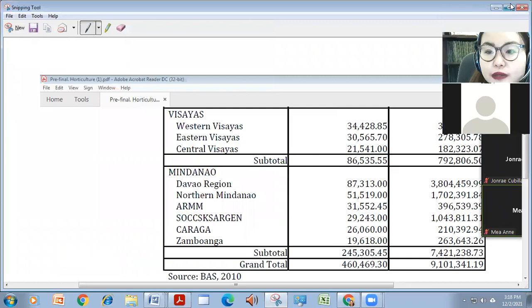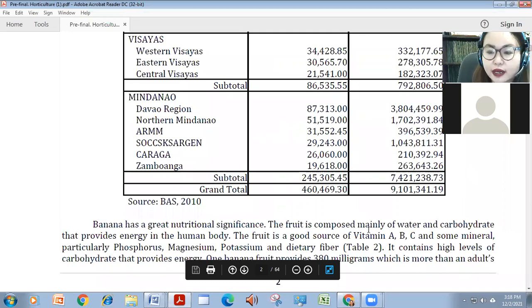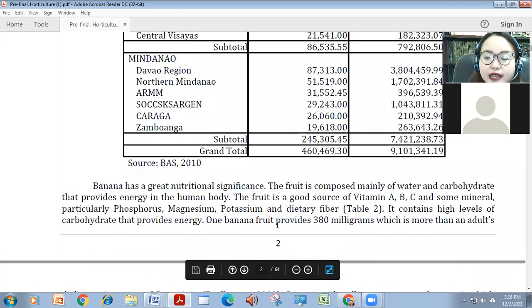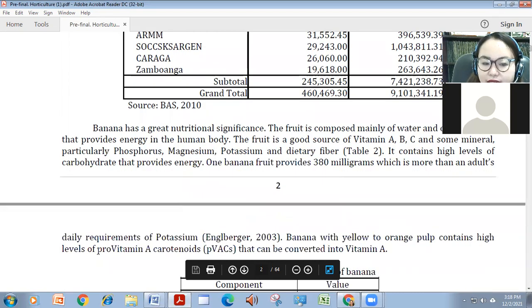Okay, so in continuation, banana is also very nutritious since, aside from being a favorite food natin all over the world, it is composed mainly ng water and carbohydrates, which really usually provide nutrition and energy to our body. Aside from that, it's a good source ng vitamins A, B, C, and minerals like phosphorus, magnesium, especially potassium, and dietary fiber. So it provides us 380 milligrams of the adult RDA or requirement of potassium.